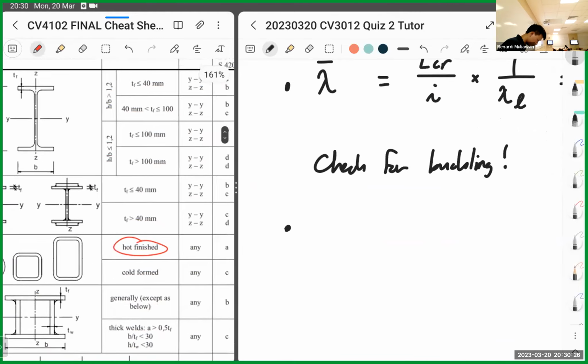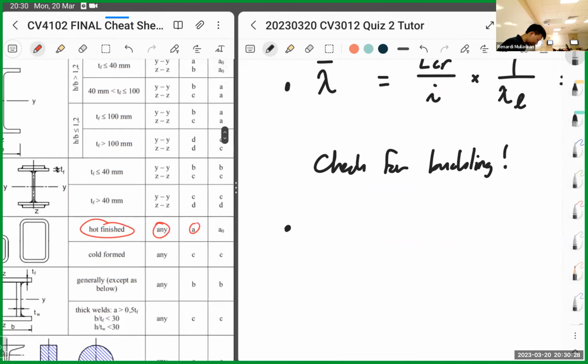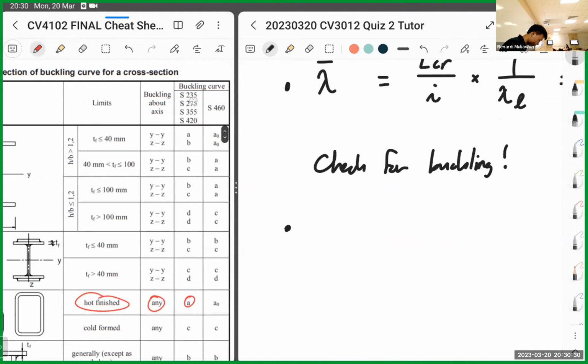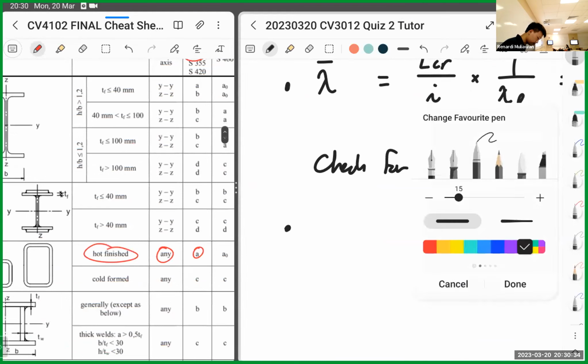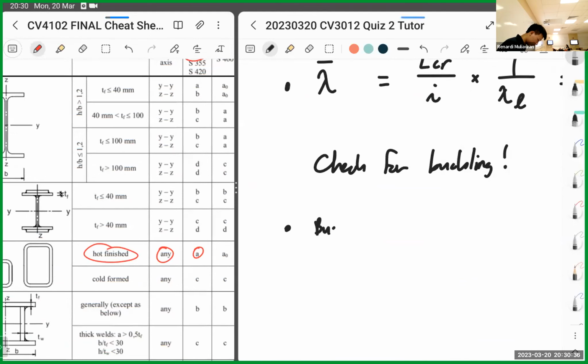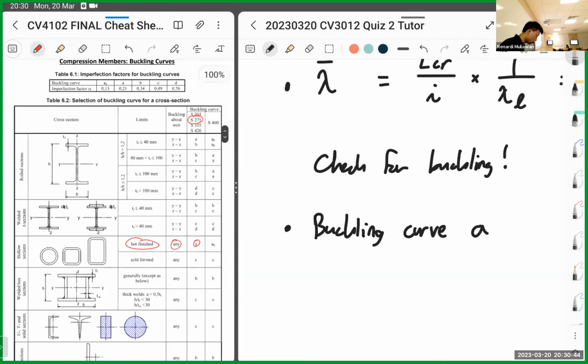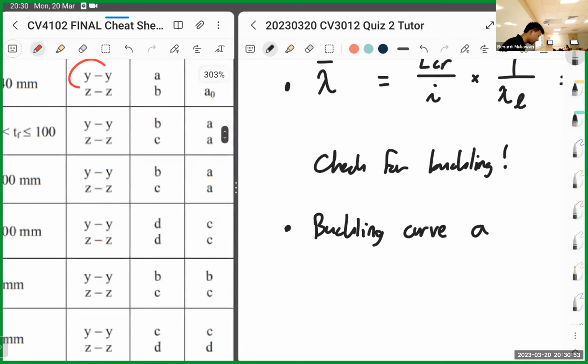So hot finish, this one is A. This one is because we are interested in this one, S275. So buckling curve A. If you notice, for an I beam, we need to find the tf, then compare with 40, then you get the buckling curve. And the buckling curve for YY and ZZ is different.